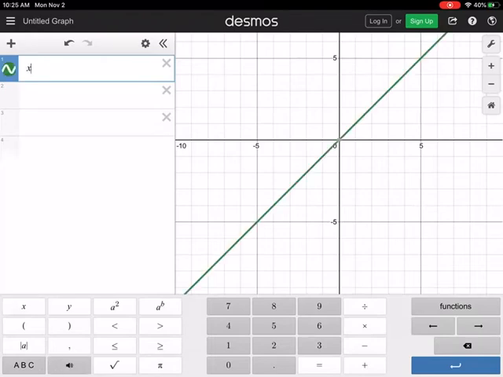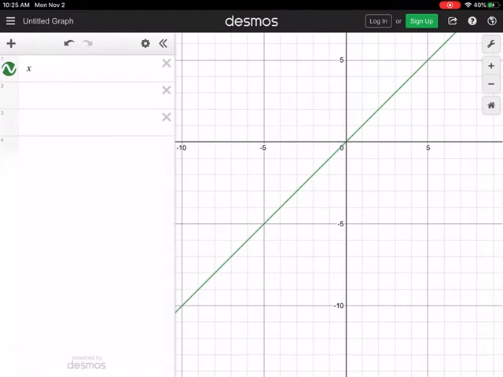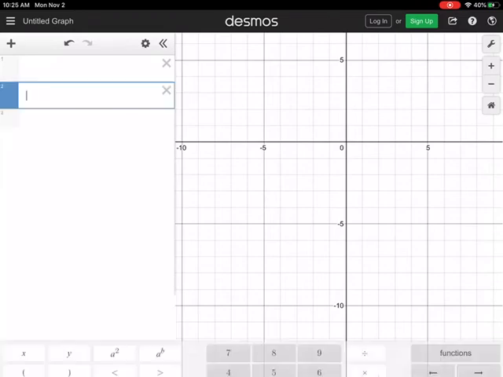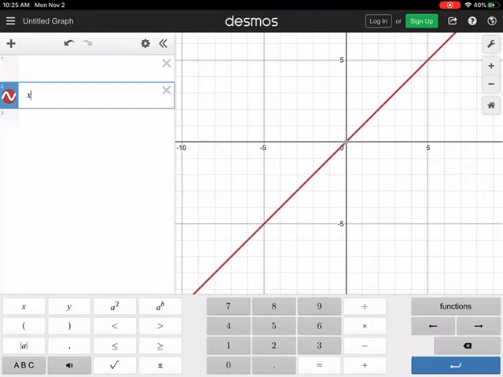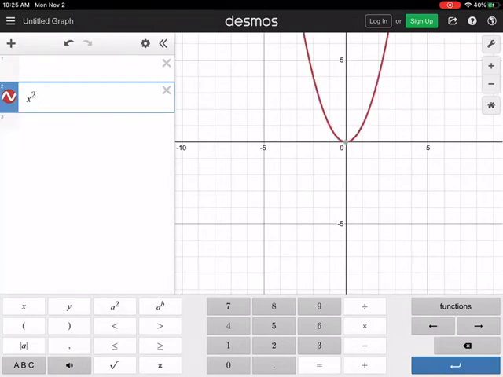So when I plug in x, what do I get? I get a line that's going through 0. Now let's put our next one, let's do quadratic. So let's do x squared. What do you notice? What do we call that U-shaped graph? Something with a P, a parabola.